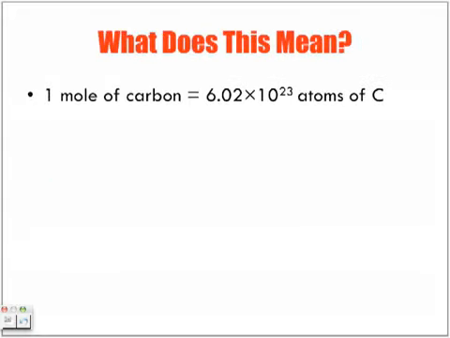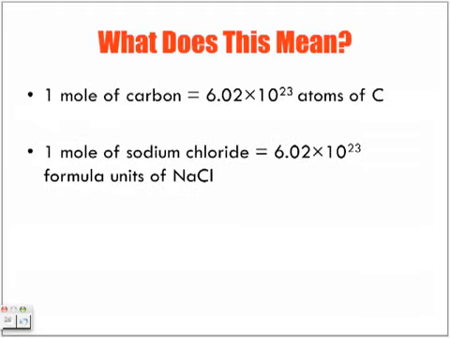So what does this all mean? If we have 1 mole of carbon, we have 6.02 times 10 to the power of 23 atoms of just carbon. But if we're looking at 1 mole of sodium chloride, we have 6.02 times 10 to the power of 23 formula units of sodium chloride.